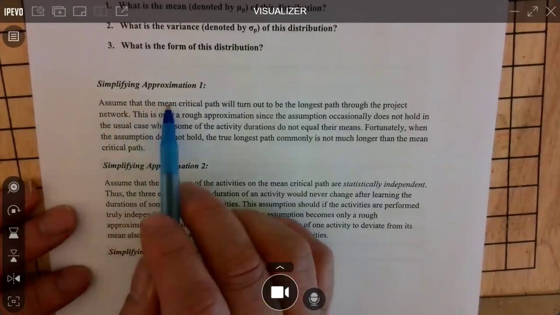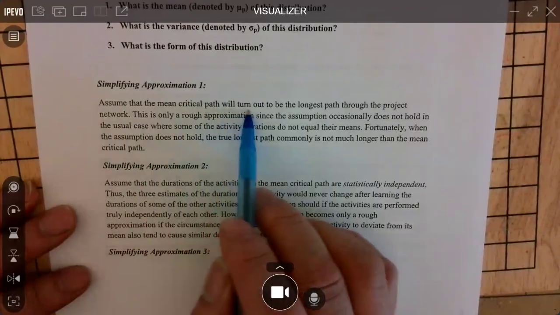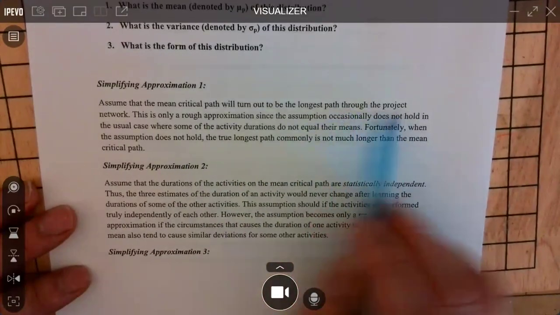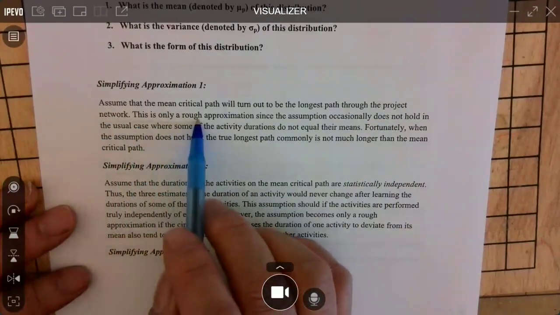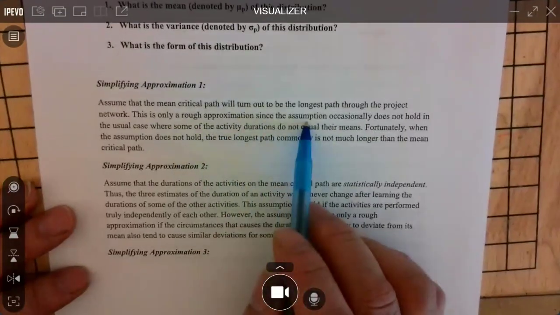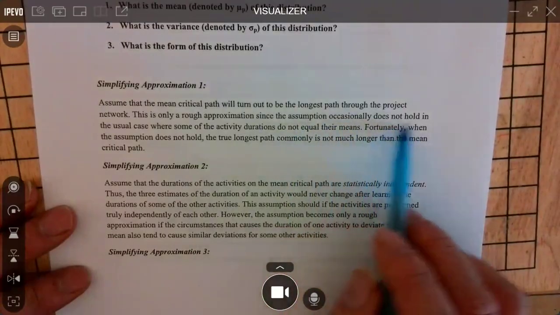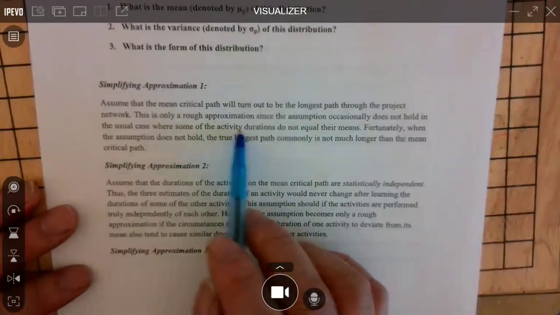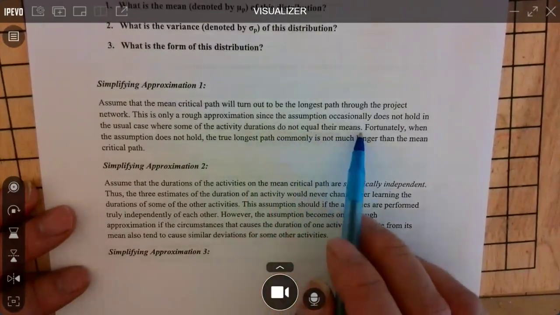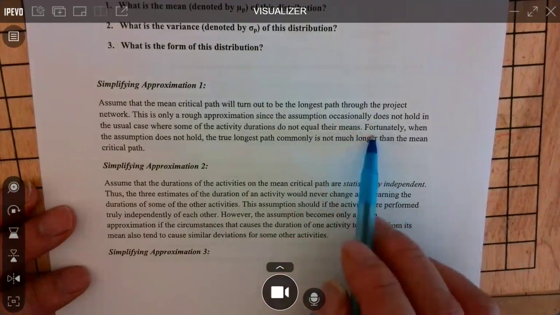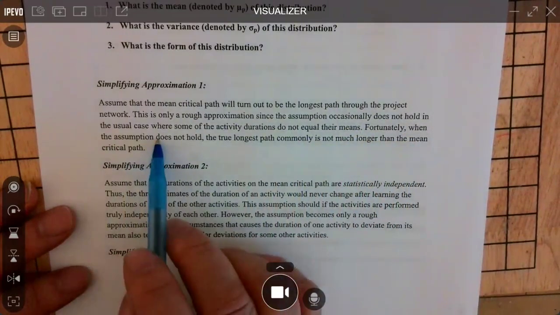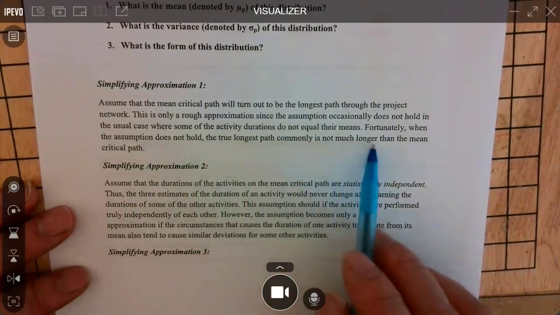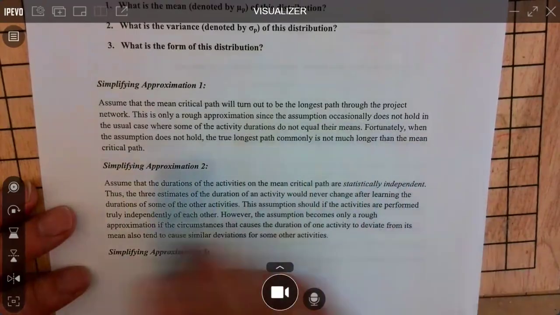Let's first begin with simplifying application 1. Assume that the mean critical path will turn out to be what? The largest path through the project network. This is only a rough approximation, since assumption occasionally does not what hold. In the usual case, where some of the activity duration do not equal to their mean. Okay? Fortunately, when the assumption does not hold, the true largest path commonly is not much what? Larger than the mean critical path.